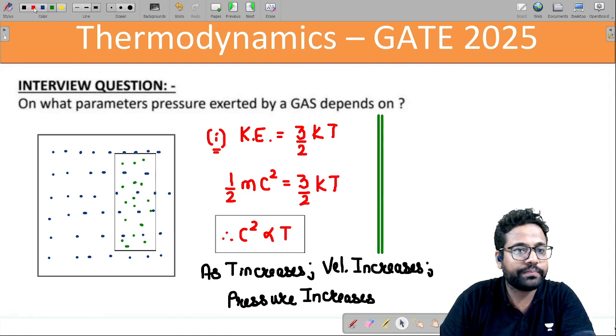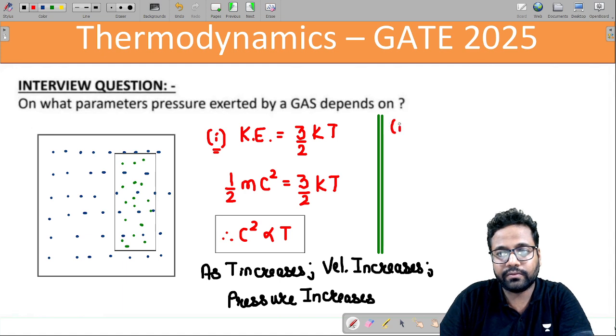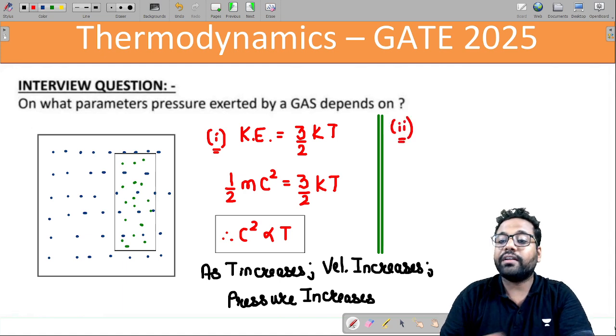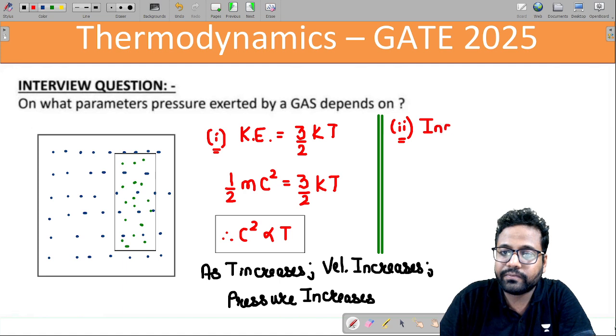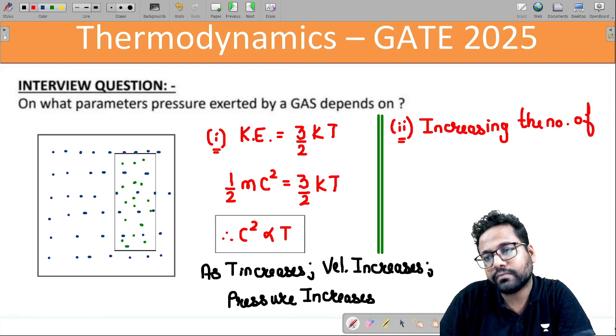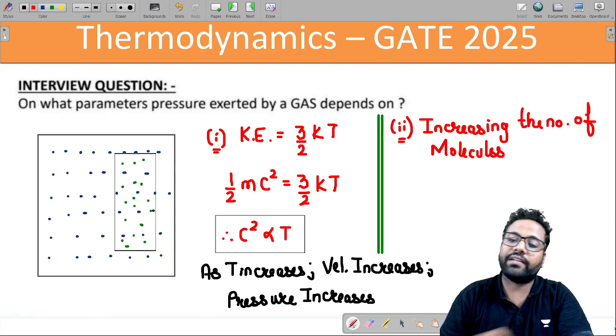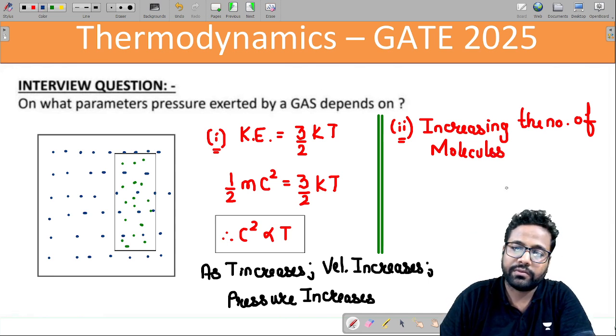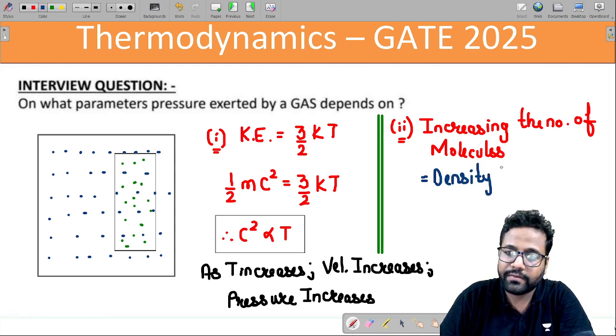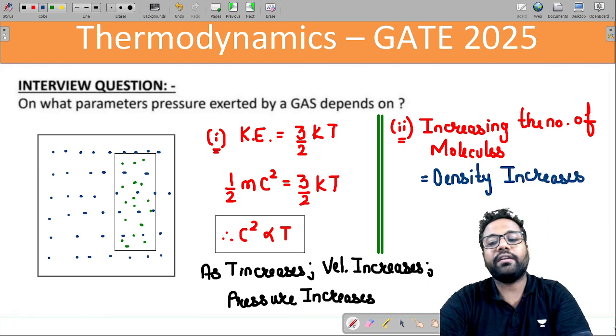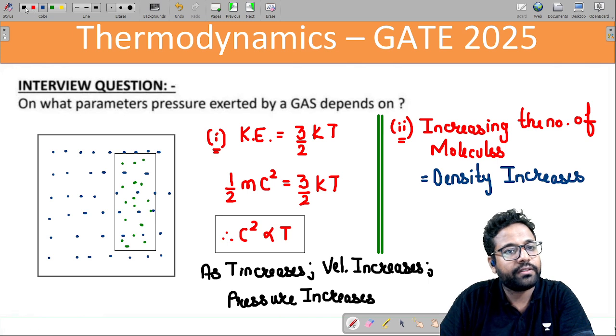So the point is, sir, increasing the number of molecules increases the density, and ultimately the pressure increases.